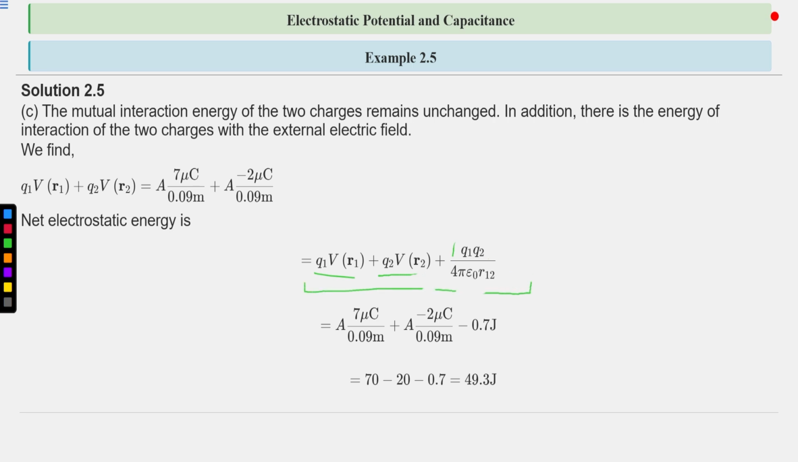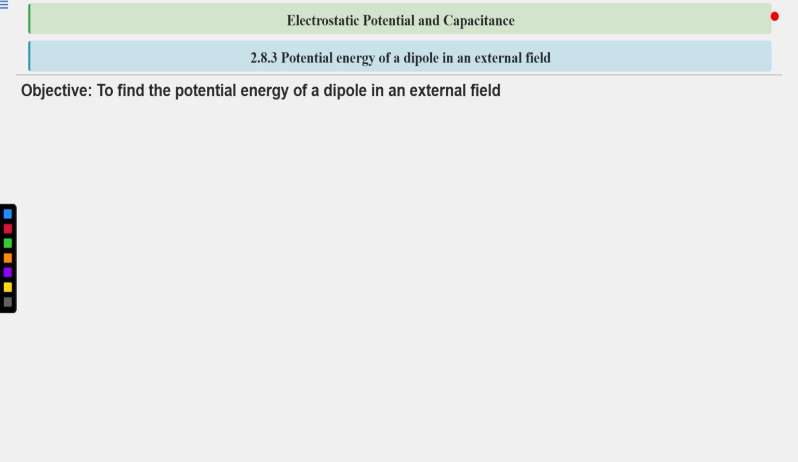So after solving, this becomes 70, this becomes 20, and we have calculated in the first part minus 0.7 joule, and the final answer is 49.3 joule. So our last topic is to find the potential energy of a dipole in an external field.